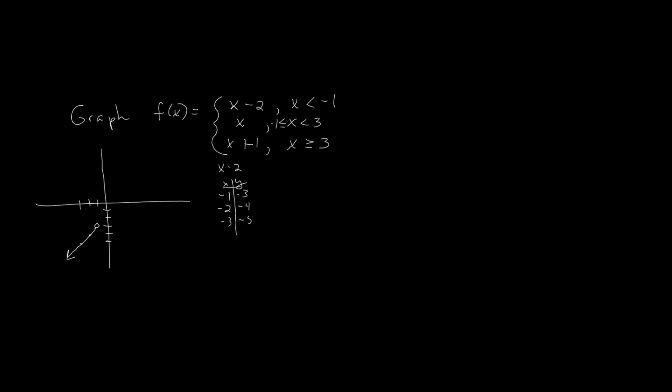We could keep going, right? I could put -4, -5, -6, because the only constraint is that the value we plug in for x has to be less than -1. Well, there are lots of numbers less than -1. Therefore, as x goes to the left, it's going to go on forever.